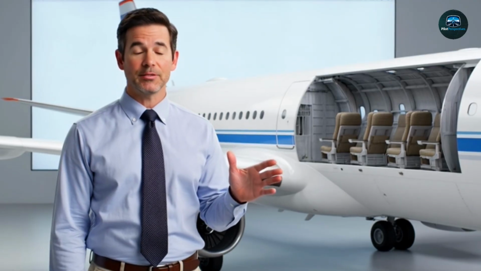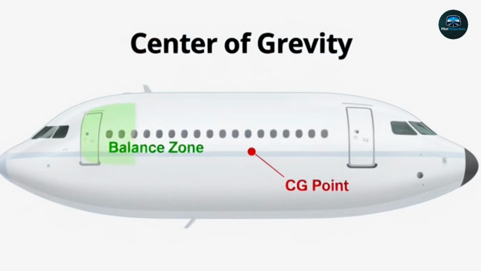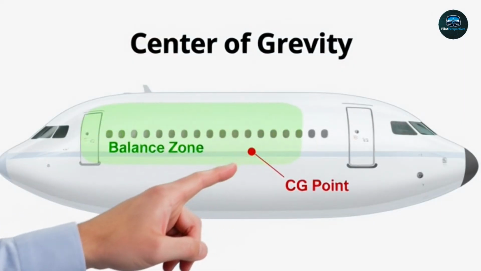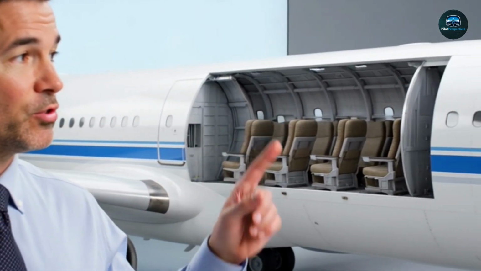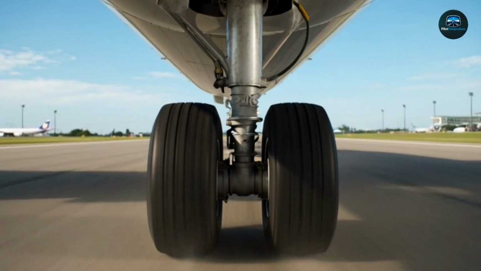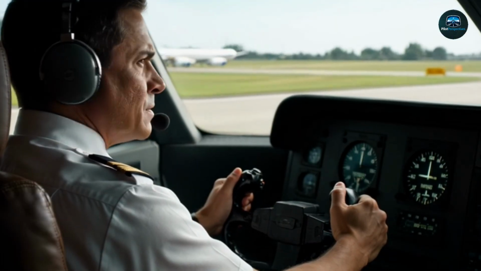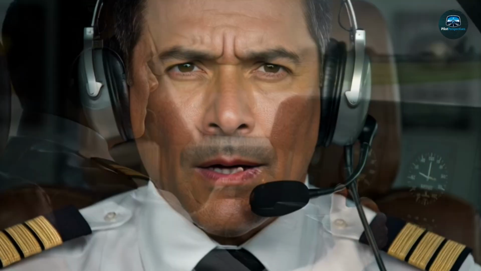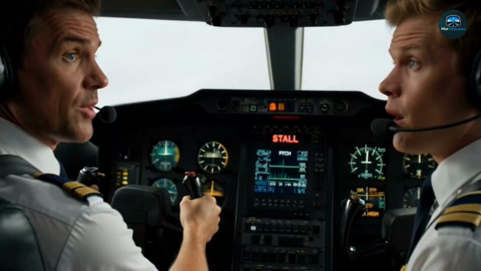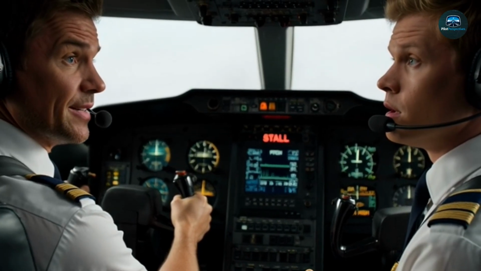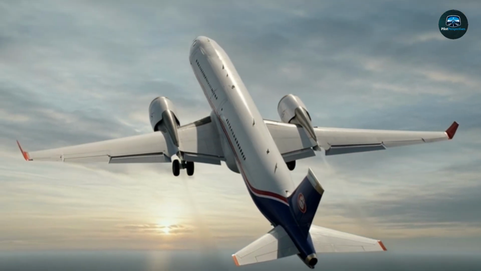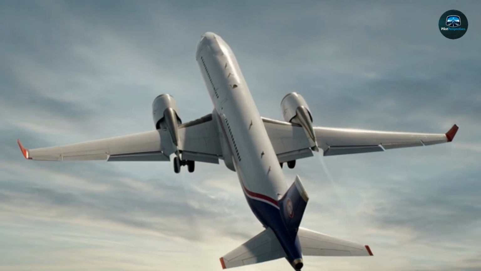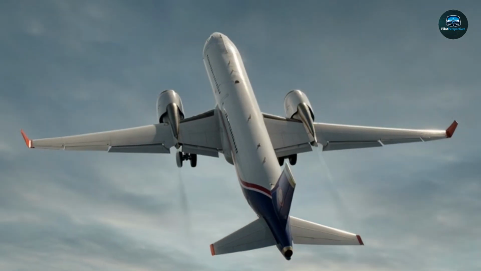Why weight distribution matters. Every aircraft is designed to carry weight in a carefully balanced way. This balance is called the center of gravity, or CG. It determines how stable the airplane is during takeoff, flight, and landing. If cargo shifts too far forward, the aircraft may become nose-heavy, making it harder to lift off or control during landing. If cargo moves too far backward, the plane can become tail-heavy, which is even more dangerous because it may cause instability or loss of control. That's why cargo must be properly secured before every flight.